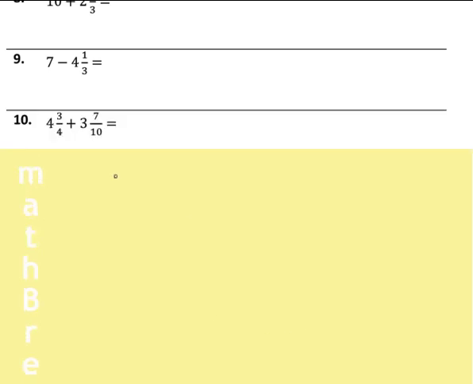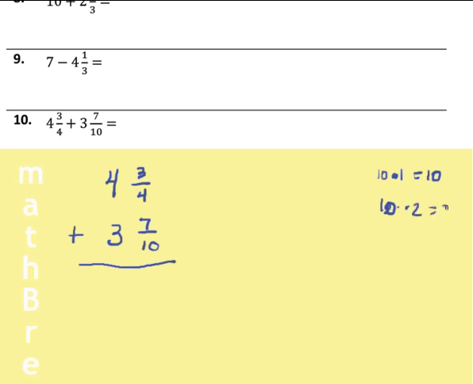Number 10, we're adding 4 and 3/4. We're adding 3 and 7/10. We need a common denominator, so start with the larger denominator of 10. 10 times 1 is 10. Maybe I'll write it over here. Okay, and 4 does not go in. 10 times 2 is 20, and 4 does go into 20. So our common denominator will be 20. Let's multiply top and bottom by 2 here to get that denominator of 20. And here we multiply by 5 to get the denominator of 20.